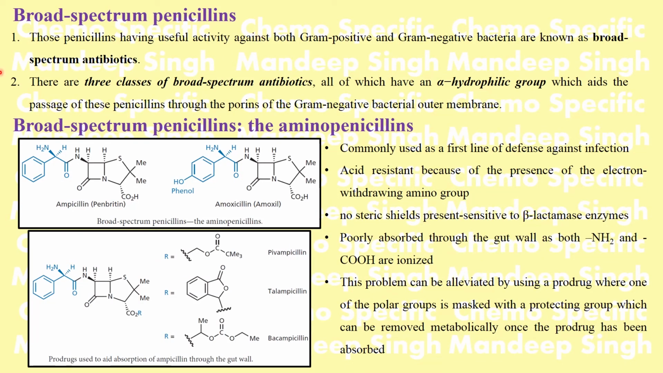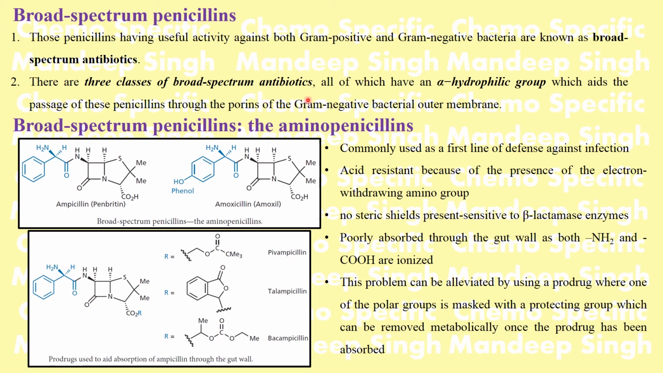Now we are going to talk about the broad spectrum penicillins. Broad spectrum penicillins are those penicillins which are active against both gram positive and gram negative bacteria. And if you want to know more about gram positive and gram negative, I discussed that in my first video, when I discussed the sulfur drugs.